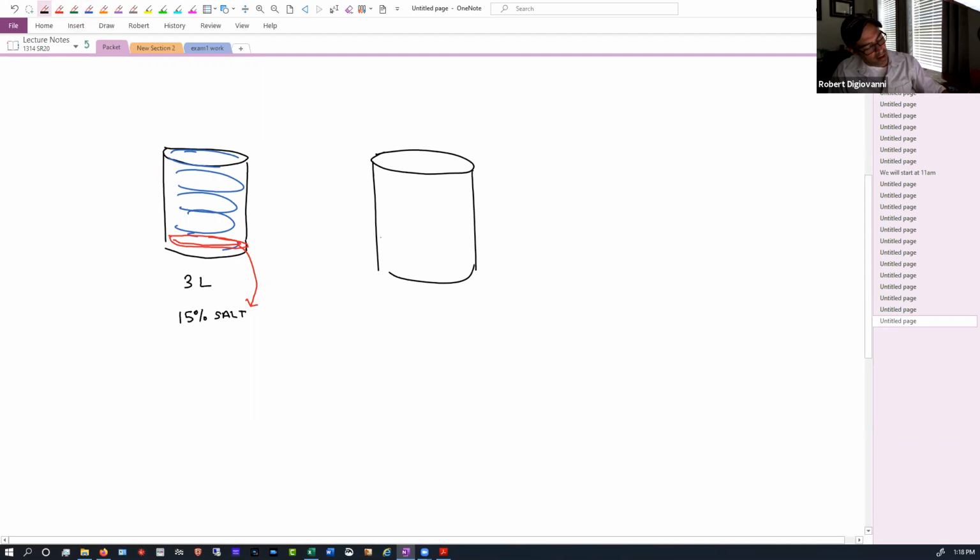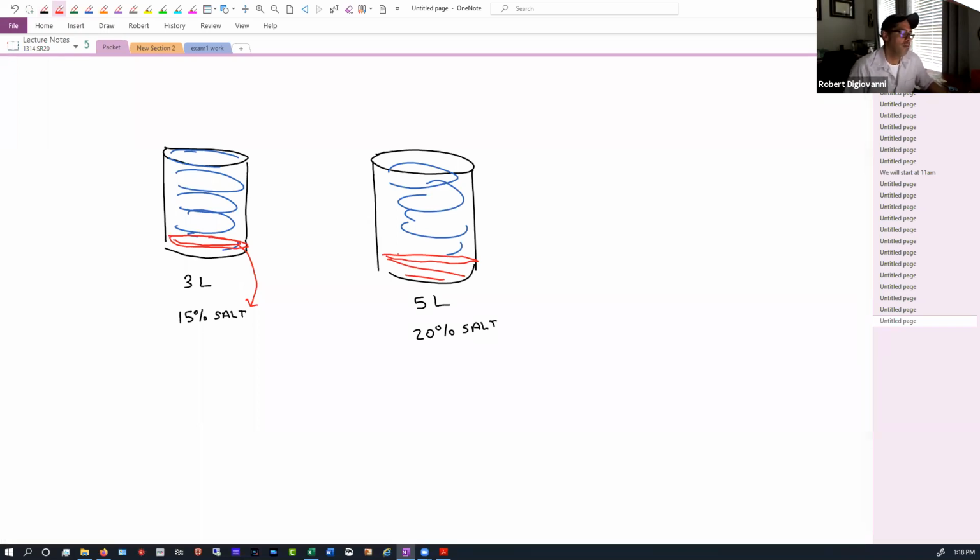Let's say that container has, I'm going to make this up, 5 liters of a 20% salt mixture. So again, we have all this water in here, and then there's a certain percentage of it that is salt, on the bottom here. Of course, it's swirled in together. So what would happen if I take both of these containers and pour them together into a bigger container? What would I get? Okay, so that's the question.